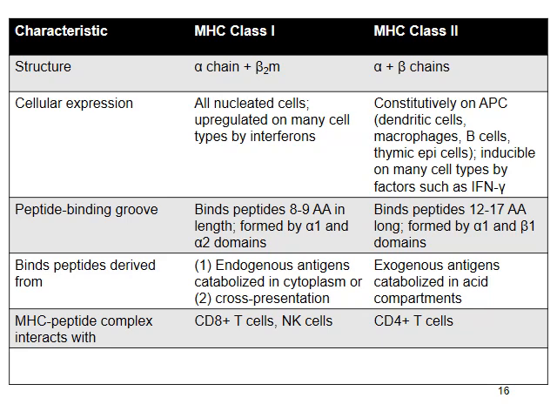But this one, class 2, is constitutively, I use this term, presented on cells that have the capability of antigen presentation. If I were to ask you, name antigen presenting cells, these are the cells: dendritic cell, macrophages, B cell, thymic epithelial cells. So these are the cells that express it. As far as the size of the peptide, class 1 takes 8 to 9 amino acids, class 2 takes 12 to 17, so a little bit bigger than that.